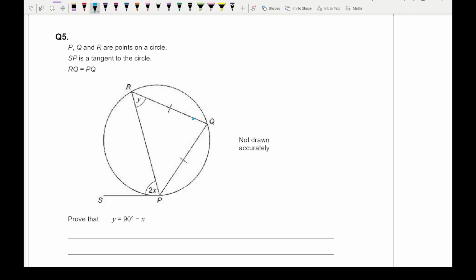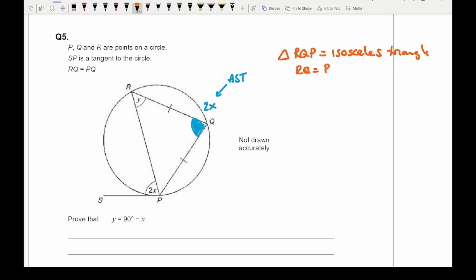Now from this, what we know straight away is that this angle here is going to be 2x, and the reason why that's 2x is because of the alternate segment theorem. So from this, what I then know is that triangle RQP is going to be an isosceles triangle, as RQ equals PQ. So therefore this angle here is also going to be y.